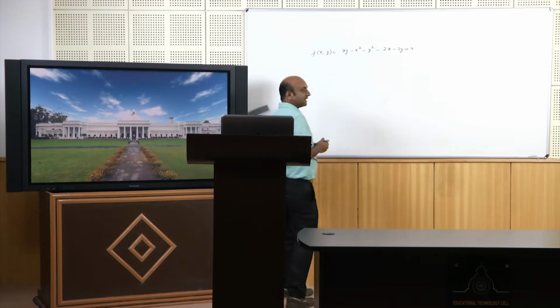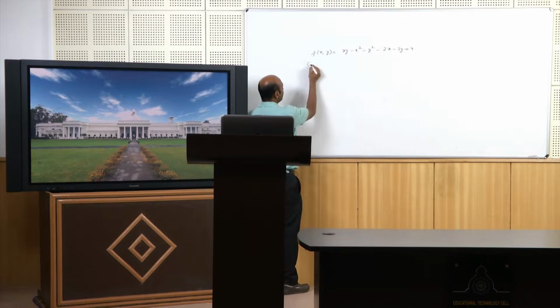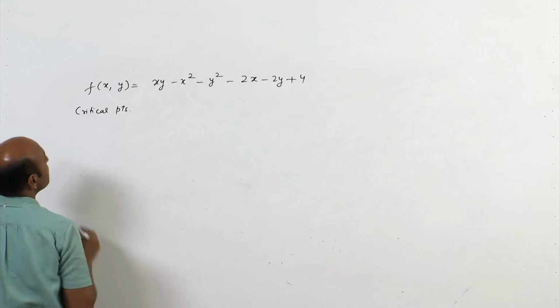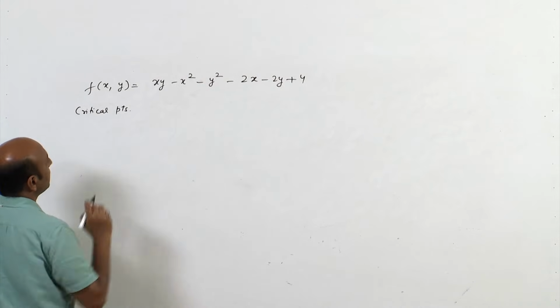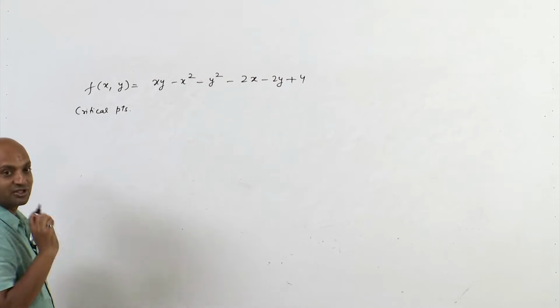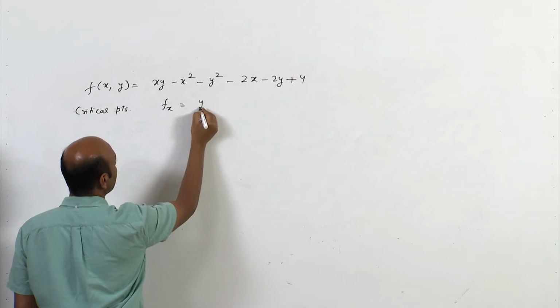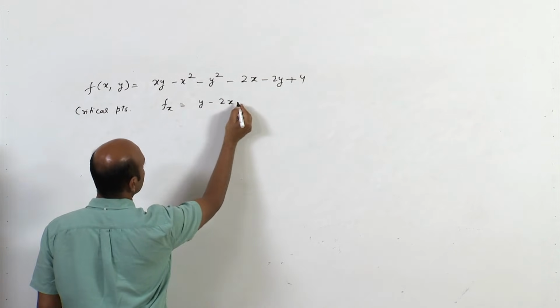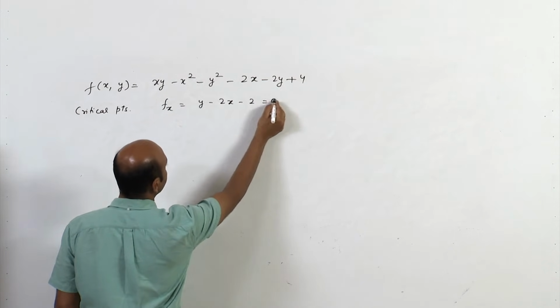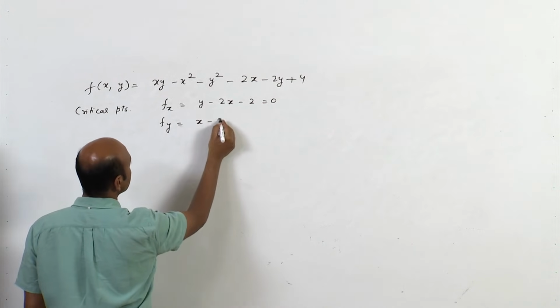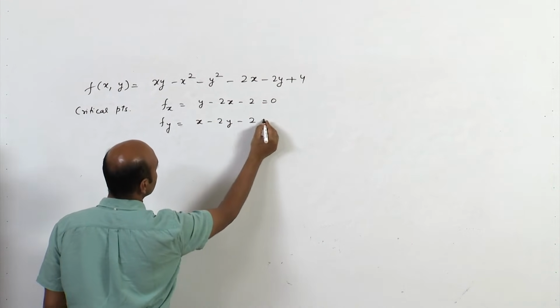So, first find critical points. So, how to find critical points? This function is a very nice function, it is differentiable. So, you can find f_x, which is y − 2x − 2 equal to 0, and find f_y, which is x − 2y − 2 equal to 0.